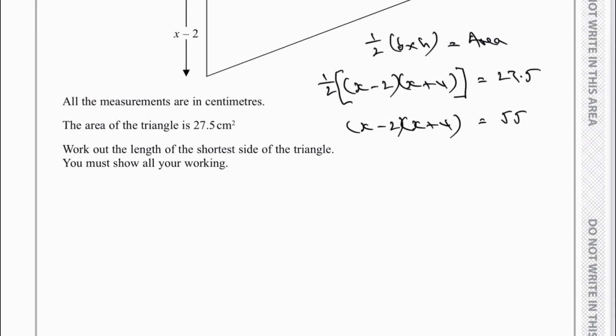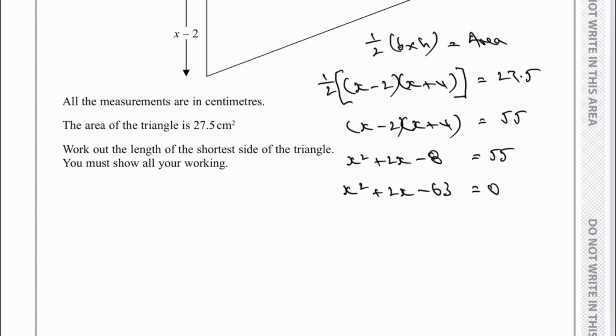Okay, so let's expand the brackets. I'm going to get x squared plus 2x minus 8. Just be careful of those positives and negatives. That equals 55. And then in order to factorize this, I need to make sure it equals 0. So I'm going to write that as x squared plus 2x minus 8 minus 55. Don't forget, I'm bringing this over from the right-hand side. It's going to give me minus 63 equals 0.